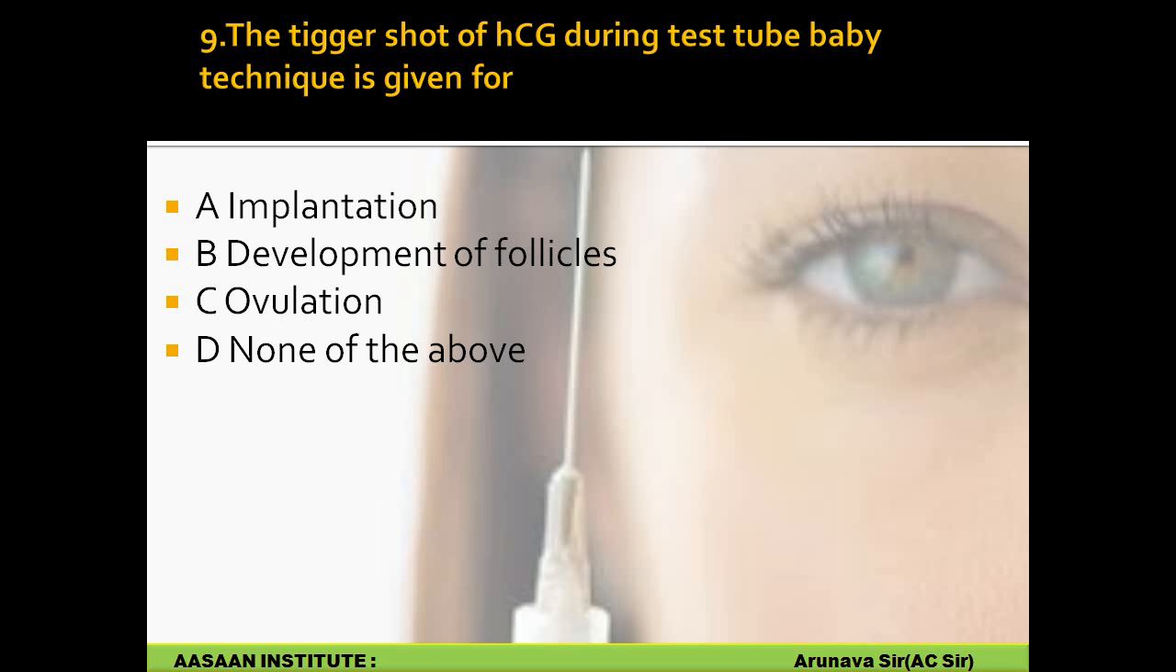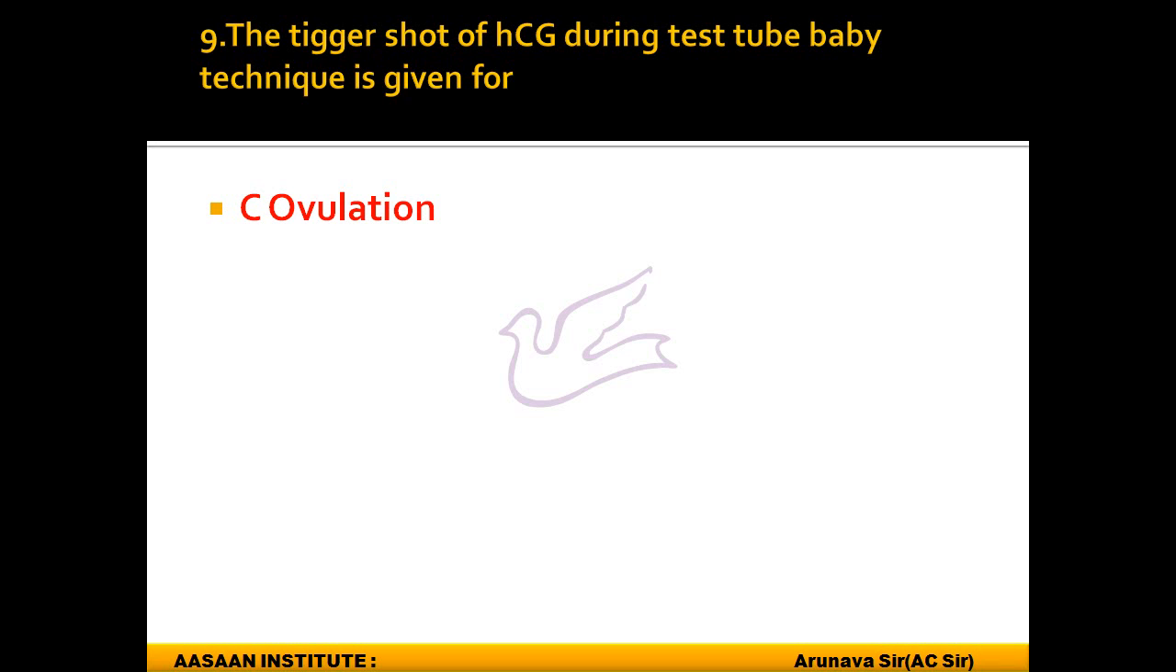In question number 9, the trigger shot of HCG during the test tube baby technique is given for, you know, ovarian stimulation, which must be necessary in the case of IVF, right? So the HCG or the trigger shot is applied in the female body by injection. It is required for ovulation, for multiple ovulation, right? So option C is the right option for question number 9.